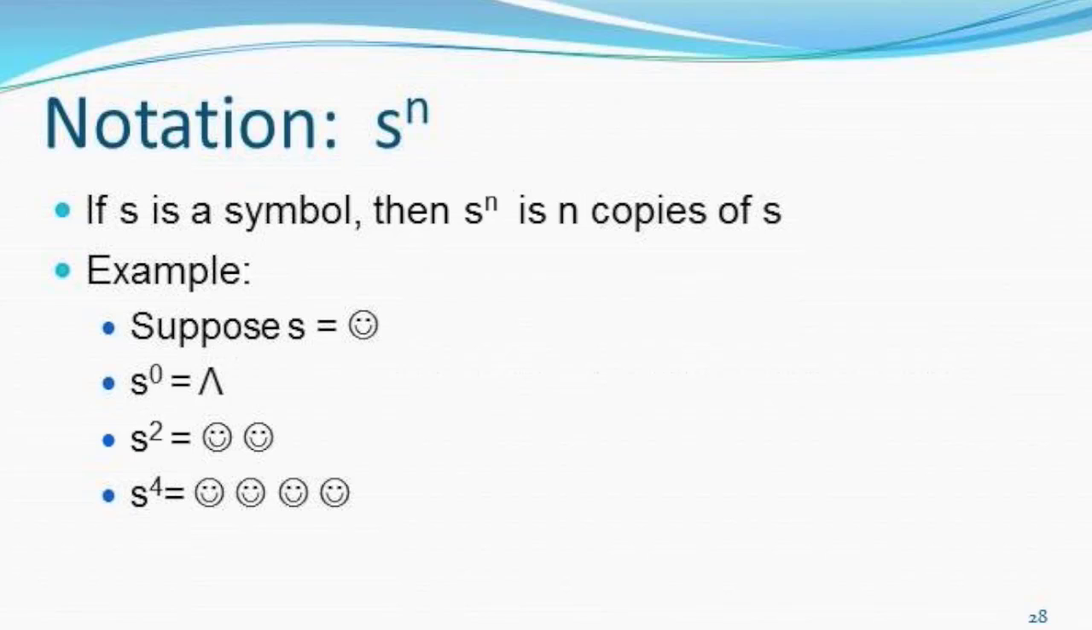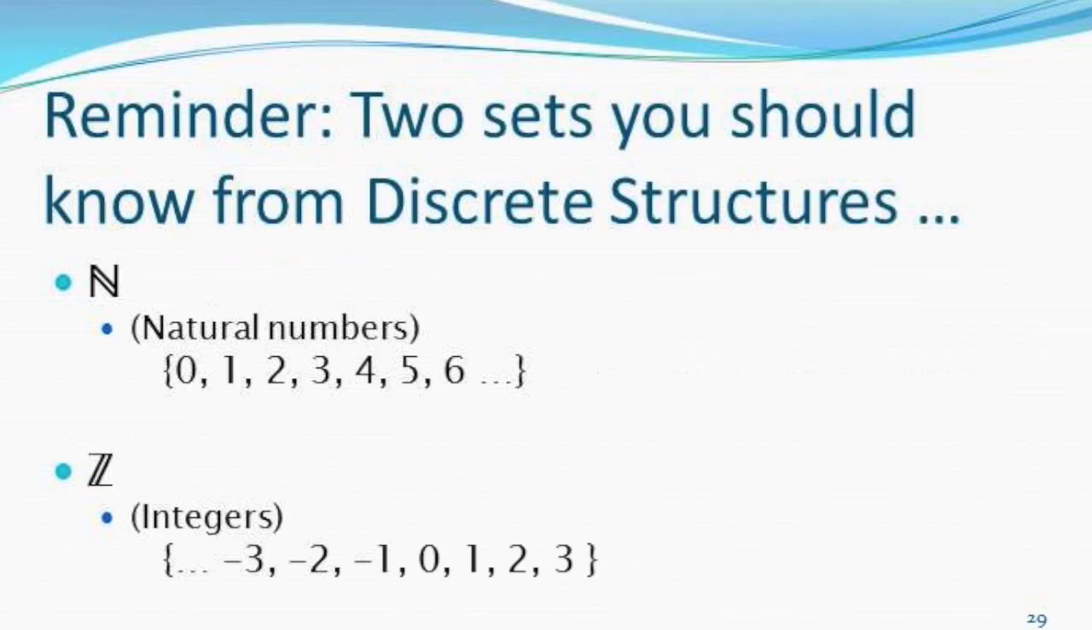Another definition, or you might want to call it notation, S to the N. If S is a symbol, then S to the N is just N copies of S. So for example, if S is this smiley face, then S to the 0 is lambda, S squared is 2 of the smiley faces, S to the 4th is 4 of these smiley faces. Just as a reminder, the natural numbers for the purposes of our class will start at 0.